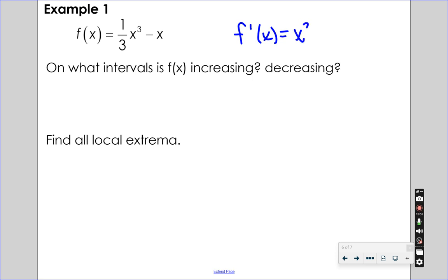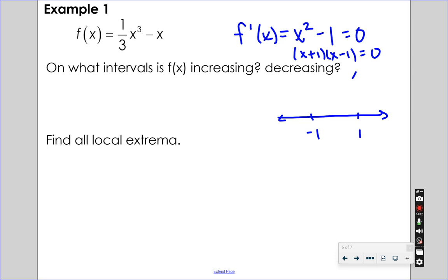X squared minus 1. There's our first derivative. I'm going to find critical values. That's where the first derivative is equal to 0 or undefined. So what are my critical values? Yes. All right, so my sign line, I'm going to have -1 and 1, and negative infinity, positive infinity.